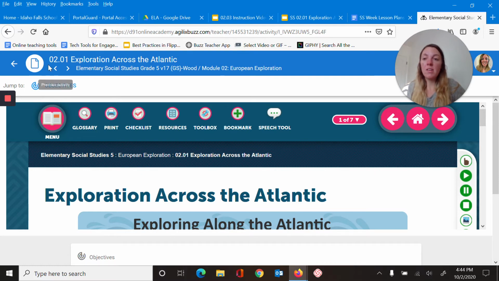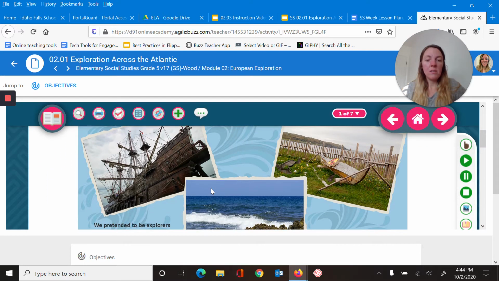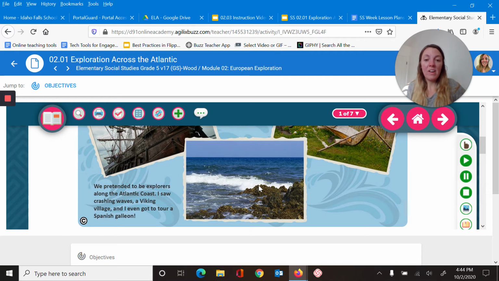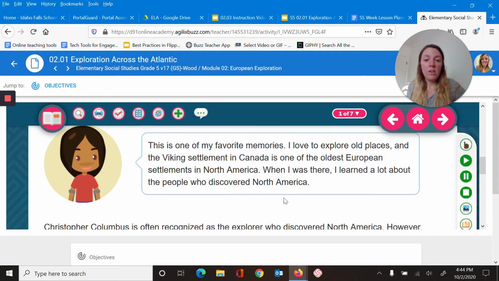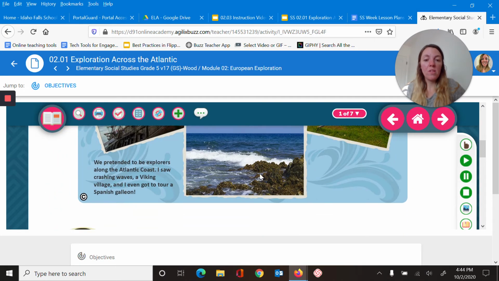So we're here in Module 2, Lesson 1, Exploration Across the Atlantic. Exploring along the Atlantic. Here are some pictures of a Viking village along the Atlantic coast. We are introduced here to our good friend who takes us through the lesson.